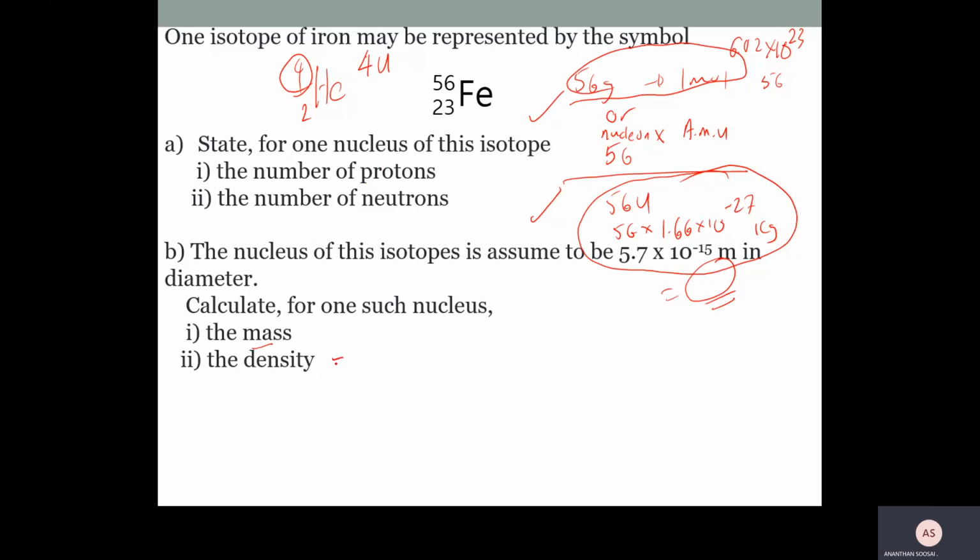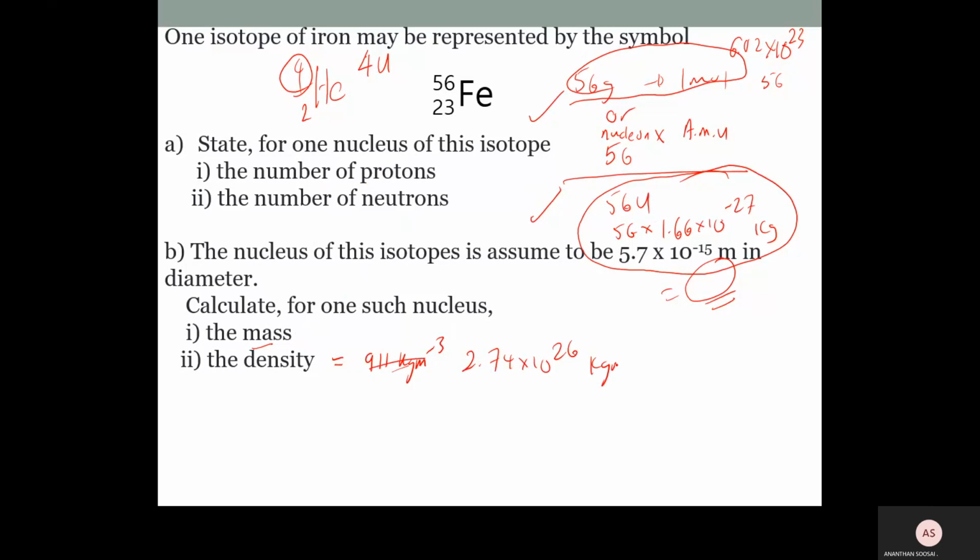Density 911. 911 kilogram per meter cubed. Is it? 911 kilogram per meter cubed, I think it's quite small. Yeah, let's get the same number. 911. So mass of the nucleus, divided by the volume. Volume. Okay. 2.74 times 10 to the power of 26.